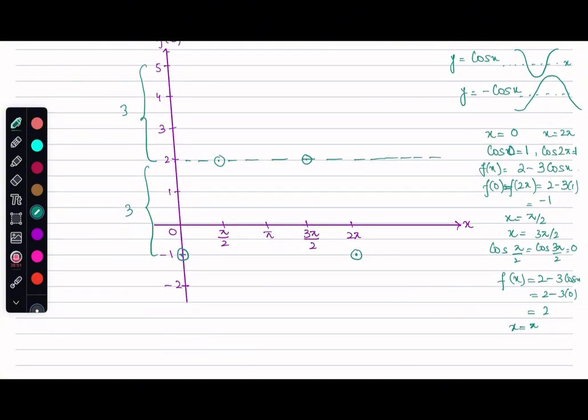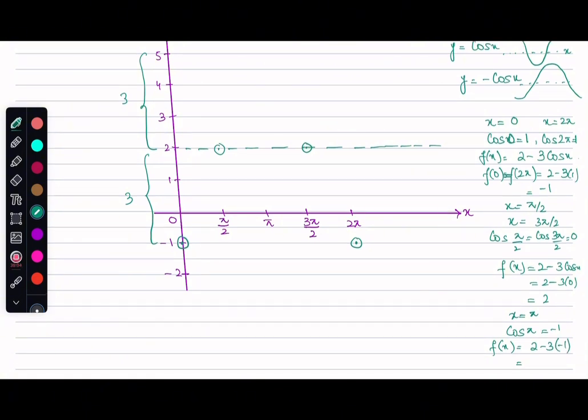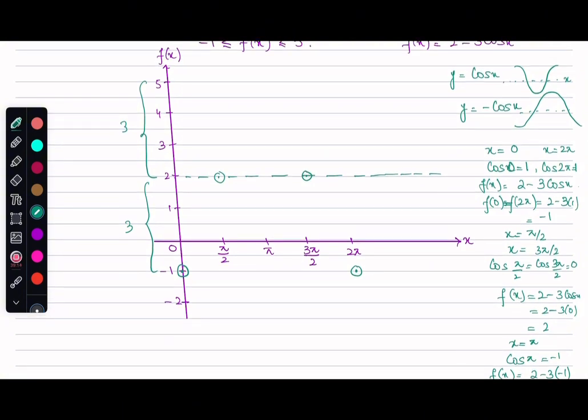Then with respect to x as pi, we know that cos of pi equals a negative 1. So f of x then shall be equal to 2 minus 3 times cos of pi, which is a negative 1. Meaning f of pi shall be equal to a 5. Therefore, when x is pi, the function value here shall be equal to 5.